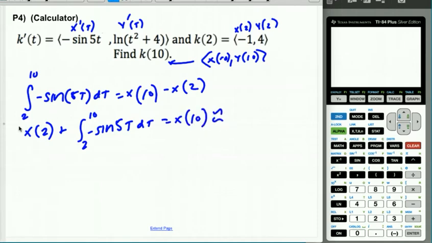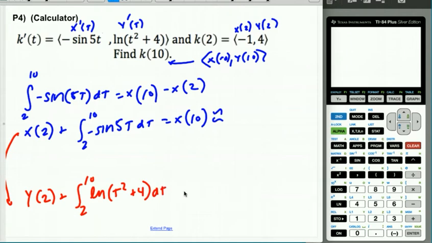And then by the same token, I can do the same trick with y, right? So y of 2 plus the integral from 2 to 10 of that y prime, which was the natural log of t squared plus 4 with respect to t, right, should give me y of 10, and I type both of those in, and I get those values, and that's going to give me my answer, right? So we know x of 2 is a negative 1. We know y of 2 is a 4. So when I type those in my calculator, I should be able to find those values. And this is what I need to write to communicate understanding, right?